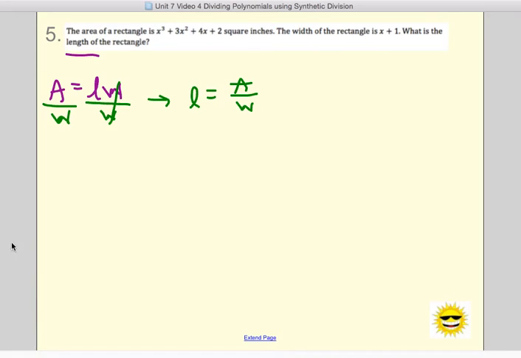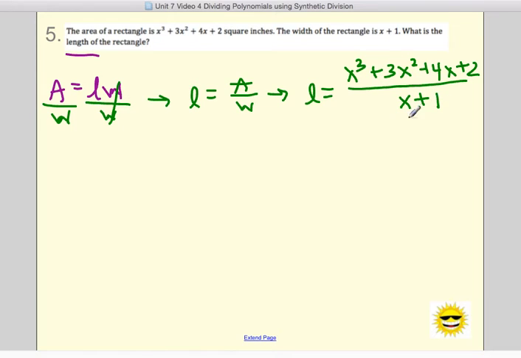So let's go ahead and do that. We would have the length is equal to x to the third plus 3x squared plus 4x plus 2, all over x plus 1. If we're finding the length, I see it's a polynomial divided by a binomial. This one's not a nice quadratic to factor, so I'm either going to have to do synthetic or long division. I'm going to use synthetic. So I'm dividing by x plus 1. Set it equal to 0, so I get x equals negative 1. So negative 1 goes in my little box.